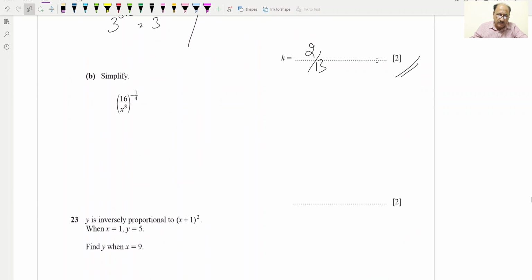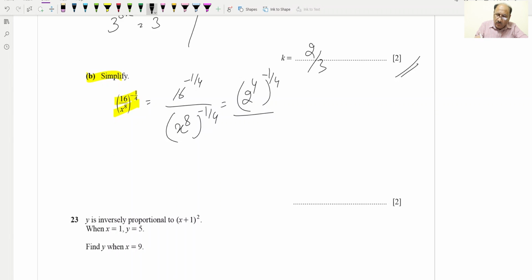Hopefully you understood this. Now B part, we again have an indices question, we need to simplify this. Algebra is basically the major portion of your exam paper, so you need to focus more on algebra. We can take separate powers, like 16 raised to minus 1 by 4 and x raised to the power 8, whole raised to minus 1 by 4. Now we can rewrite 16 as 2 raised to 4, whole raised to minus 1 by 4, over this will be x raised to 8, whole raised to minus 1 by 4.